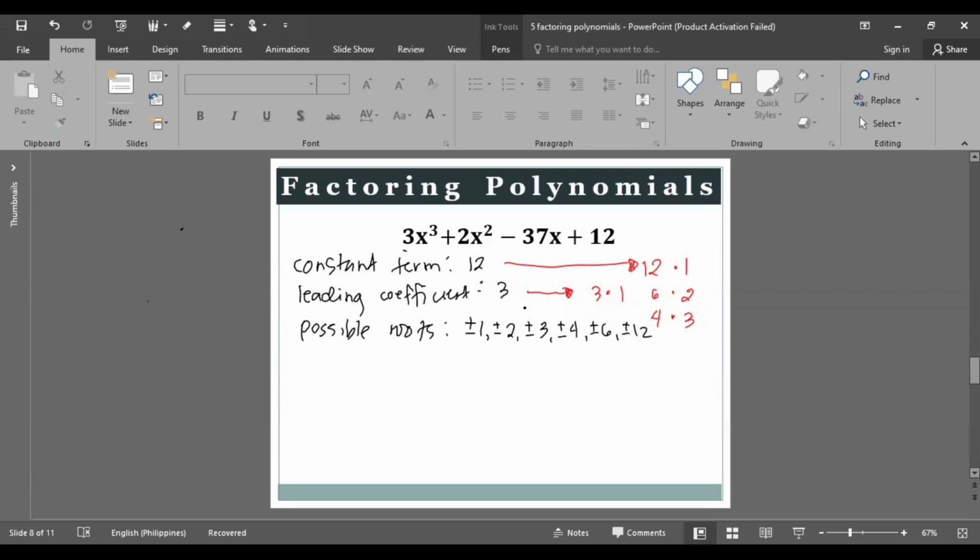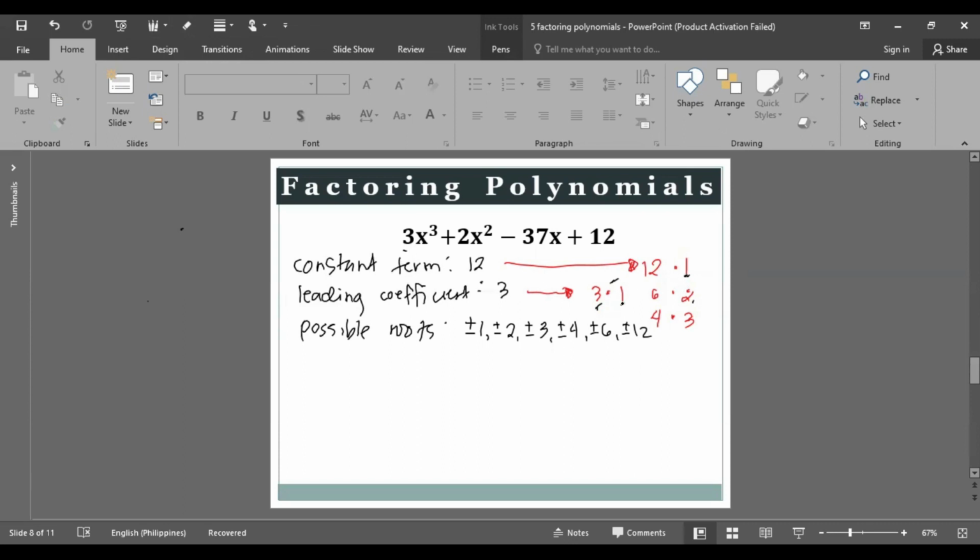We will also consider the factors of the leading coefficient. We have positive and negative 1 and 3. But, as you can see here, included na yung positive and negative 1 and 3 dito sa first set of possible roots natin. So, we will not include this anymore. Pero may kulang pa dito sa possible roots natin. We still have to divide each of the factors of the constant term to each of the factors of the leading coefficient. So, let's try.